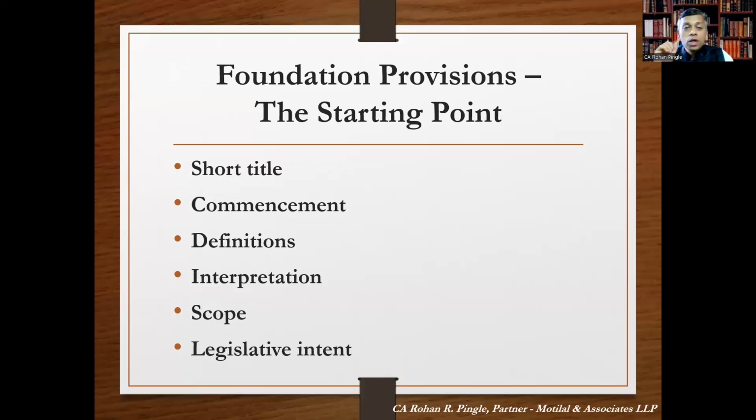Suppose the Act defines the word person. A single definition may apply to hundreds of sections throughout the legislation. So we need to interpret accordingly. Similarly, definitions of terms like income, assessment year, previous year, company, resident, capital assets become the backbone of the entire Act. So professional interpretation always begins with what? Definitions.